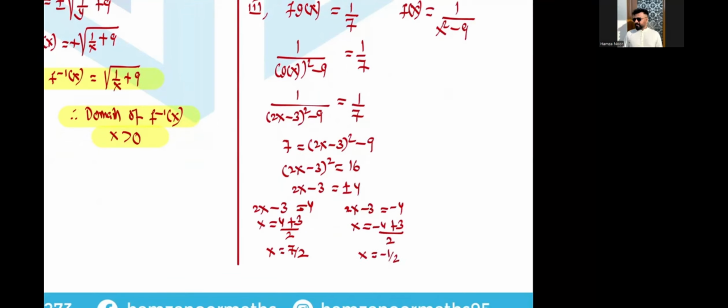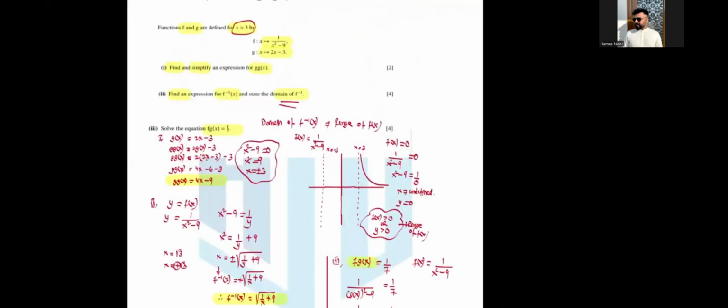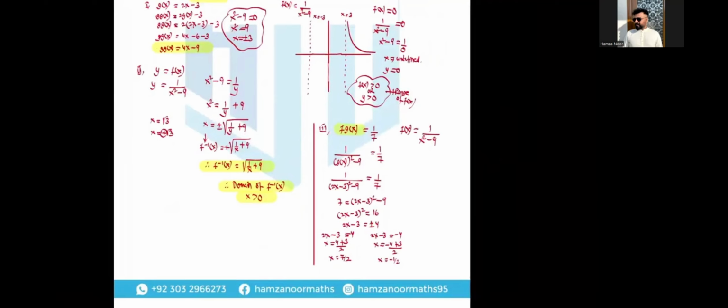However, whenever solving equations involving composite functions, we always need to consider the domain of the inner function. In the case of f(g(x)), the inner function is g(x), and the domain of the inner function is x is greater than 3. In this particular question, both functions f and g have the domain x is greater than 3. However, we are concerned right now with the domain of the inner function. So the answers which are according to the domain of the inner function will be acceptable only.